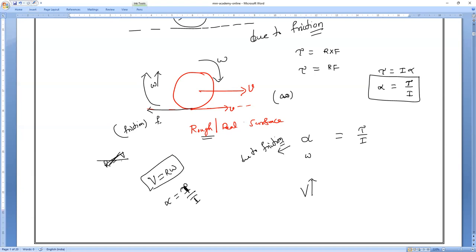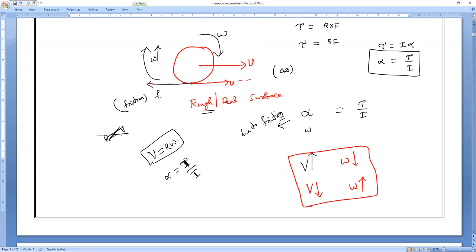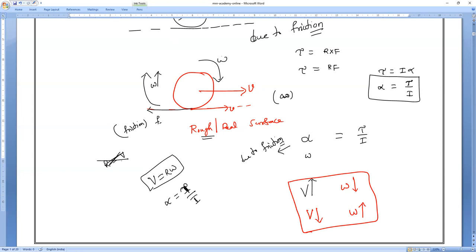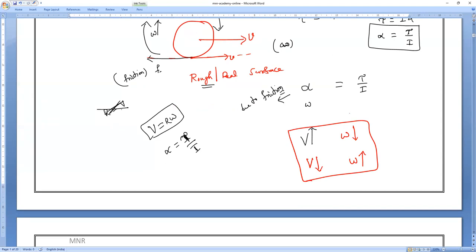Now I am saying, you remember always, if velocity increases, angular velocity will decrease. If velocity decreases, what will happen to angular velocity? Angular velocity will increase. So both are inversely proportional to each other. Please note it, everybody. Whenever the velocity of the particle is increasing, the angular velocity will keep on decreasing. If the velocity of the object is decreasing, then the angular velocity will increase. That is what will be happening.